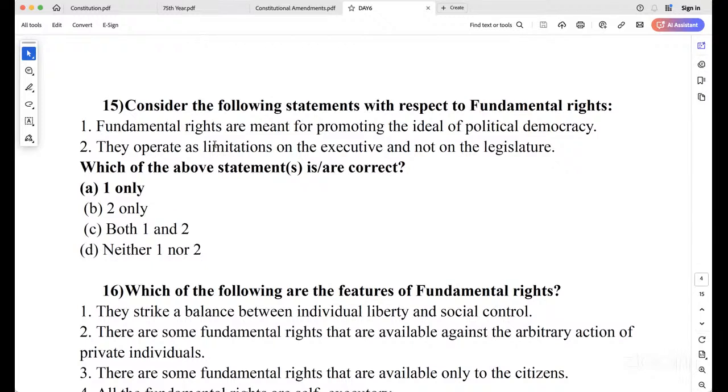Judicial review is there. If any law that has been passed is in contravention to the fundamental rights or with respect to the basic structure of the constitution, the judiciary can declare it unconstitutional. So it operates as limitations both on the executive as well as the legislature.